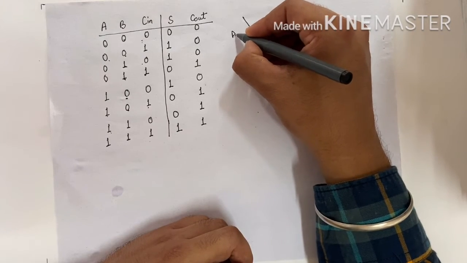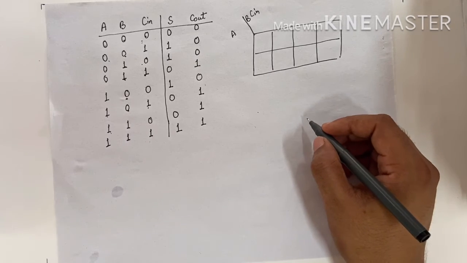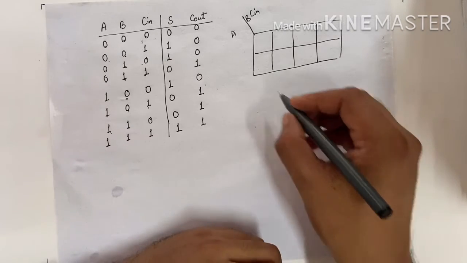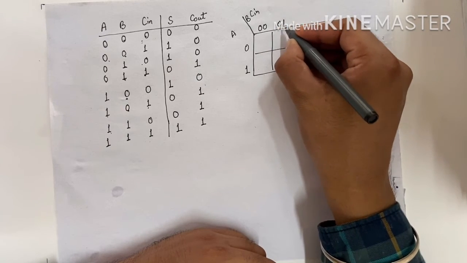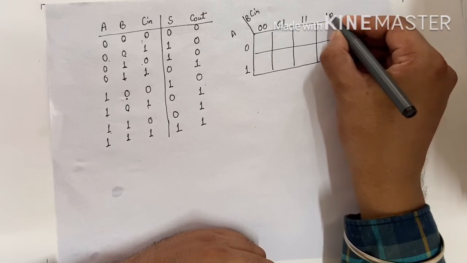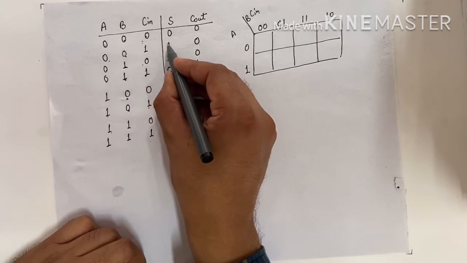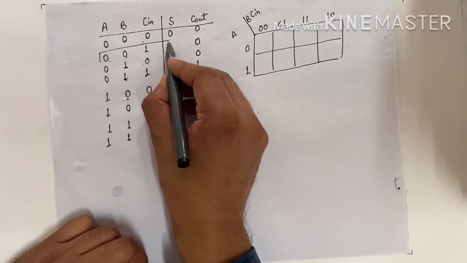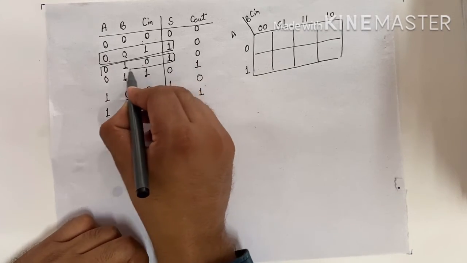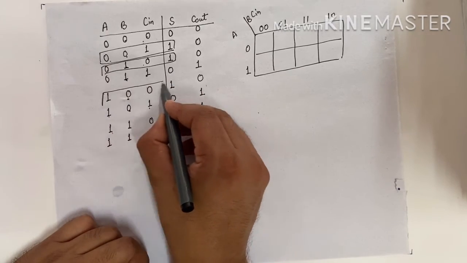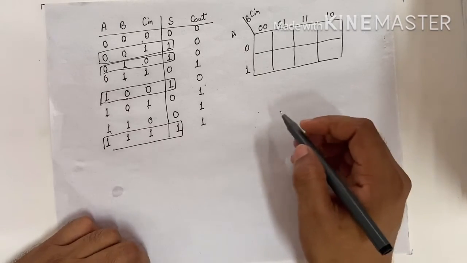Suppose we put A here, and B and C as inputs here. You can write any variable on any side, it is your choice. We can put here 0 1 0 0 0 1 1 1 1 0. Now we can see the sum. Sum is 1 here, sum is 1 here, sum is 1 here, and sum is 1 in this condition. So we have four 1s.